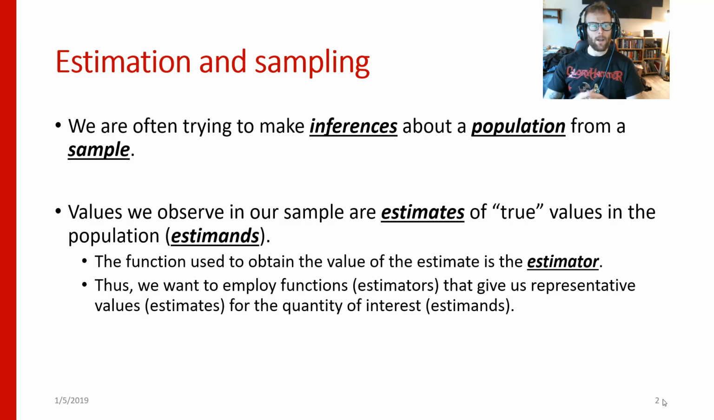And usually our estimate is not going to be accurate, but we hope it's a reasonable approximation. And in order to do that, we're going to look at different functions that we use to obtain an estimate. So those functions are called the estimator. These are probably new terms, or at least we're using them in a more technical sense than you used them before. But we want to employ functions known as estimators, right, that will give us a representative value, known as an estimate, for the quantity of interest, which is the estimand. So in our sample, we want to use the estimator that will give us the best estimate of the true value out in the population, right?